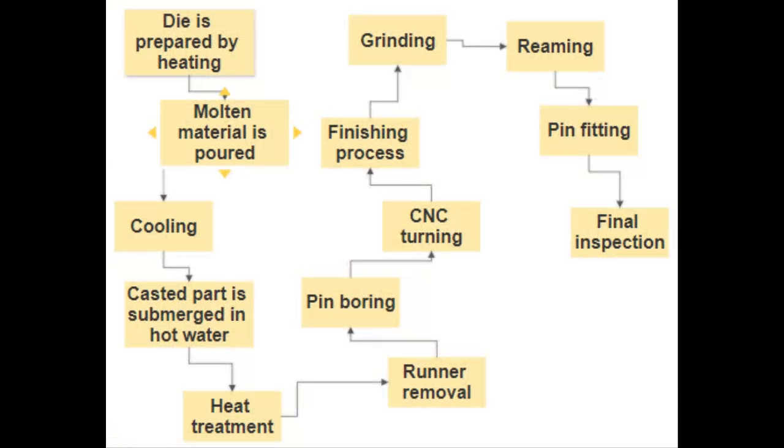In the next diagram, we can see the steps for die casting a piston. First, the die is prepared by heating. The molten material is poured. It is allowed to cool. The cast part is submerged in hot water, then it goes through a heat treatment. The runner is removed. We have the pin boring, CNC turning, finishing process, grinding, reaming, pin fitting, and the final inspection.